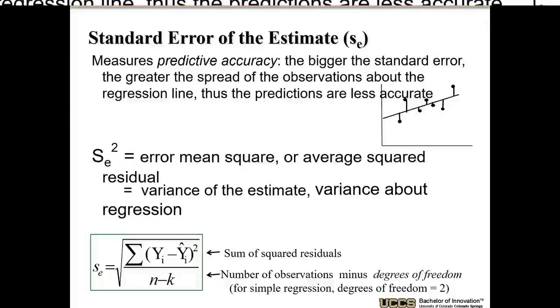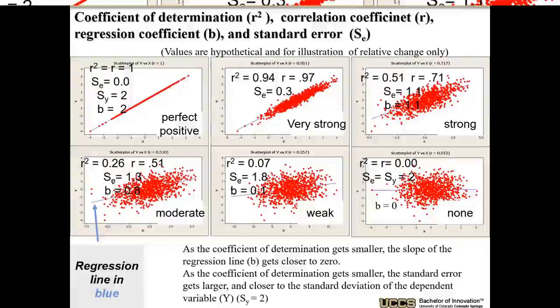And that's one of the two terms we look through. So here I'm going to take the sum of the squared residuals divided by the number of observations minus the degrees of freedom. So in 2D that's 2, in 3D it's 3, and so on.